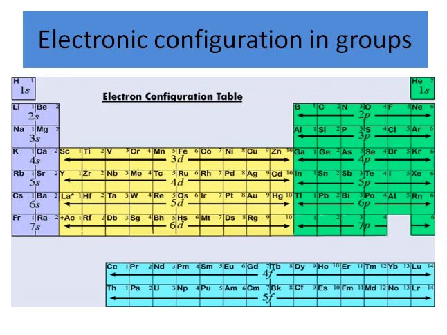Then lithium has 2s1, beryllium 2s2. Okay, lithium has 1s2, 2s1. Beryllium is 1s2, 2s2. Then boron is 1s2, 2s2, 2p1. In this way we have to write the electronic configuration.